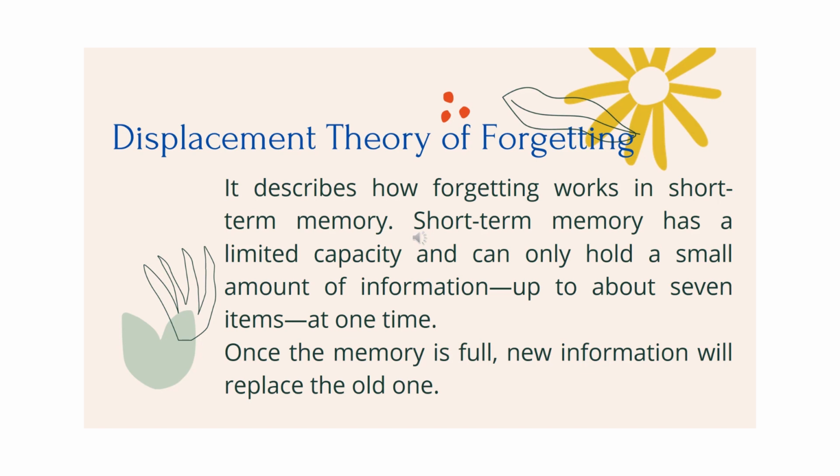So again, in the displacement theory of forgetting, the forgetting occurs po in our short-term memory. And our short-term memory doesn't have the capacity to store both information. So in order for us to recall the new information, we'll have to forget the first one. So according to Miller, once the memory is full, new information will replace the old one.